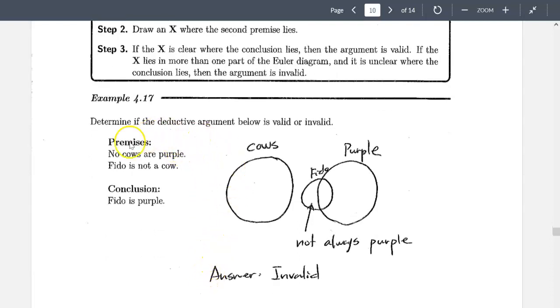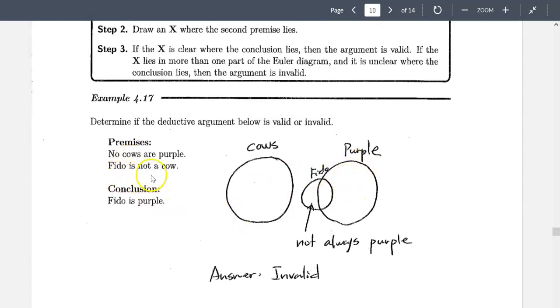If you look at this argument, someone argued that no cows are purple, Fido is not a cow, therefore Fido is purple. Is this sound logic? Let's take a look. No cows are purple, so we have a circle for cows and a circle for purple. Since no cows are purple, purple and cows would not have any intersection. They will not overlap because none of the cows are purple.